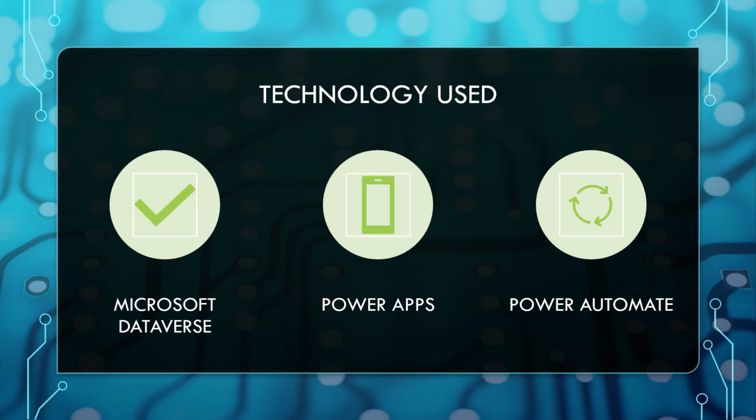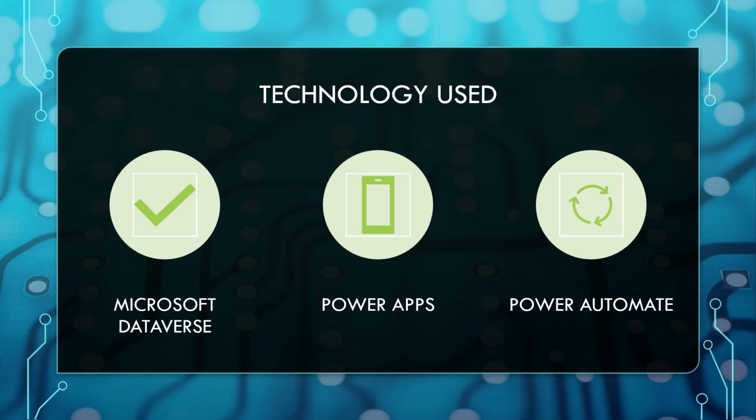Now that we know the problem and the solution, let's talk tech. Here are the main technologies that we'll be using. Microsoft Dataverse. This is a trusted database platform integrated with Power Apps and Power Platform, perfect for storing and managing all our inventory data. We can also use other platforms such as Excel and SharePoint.